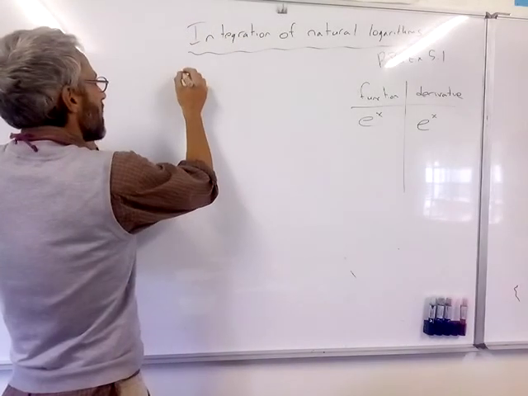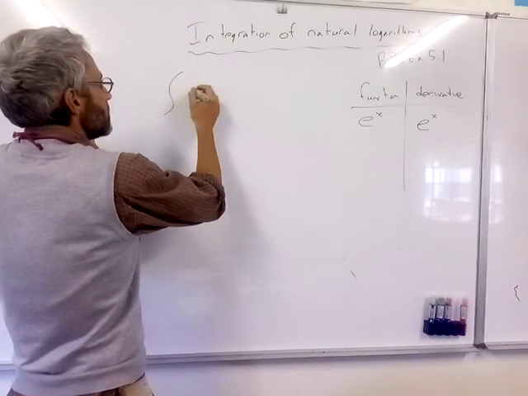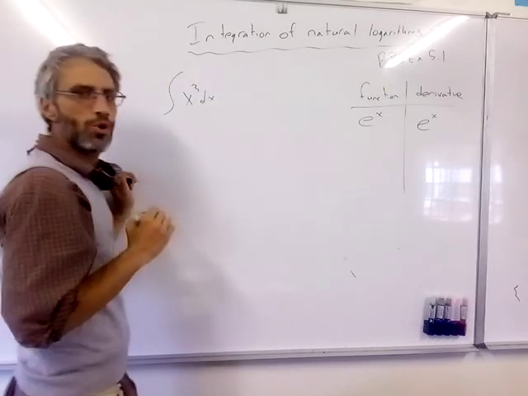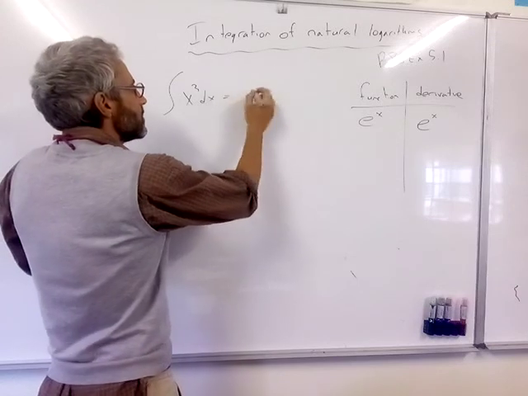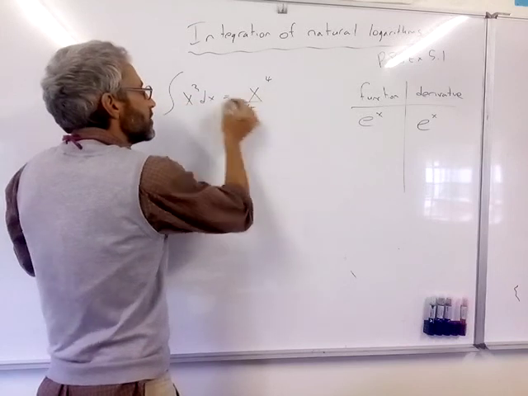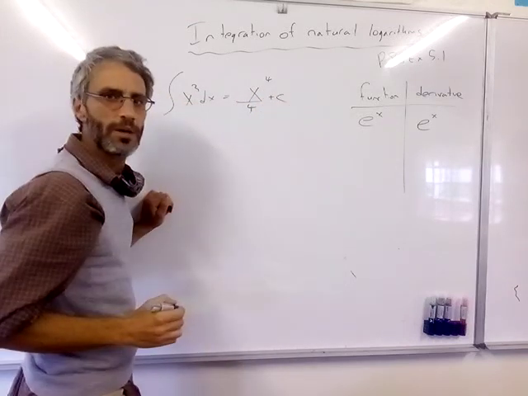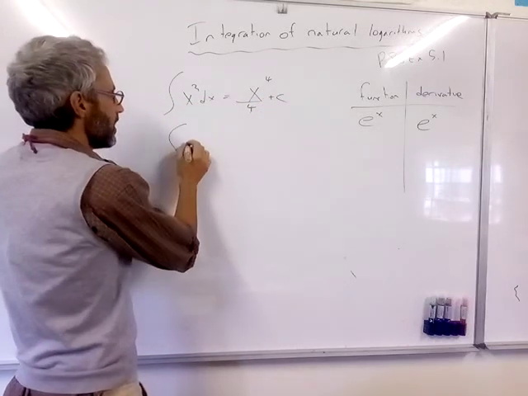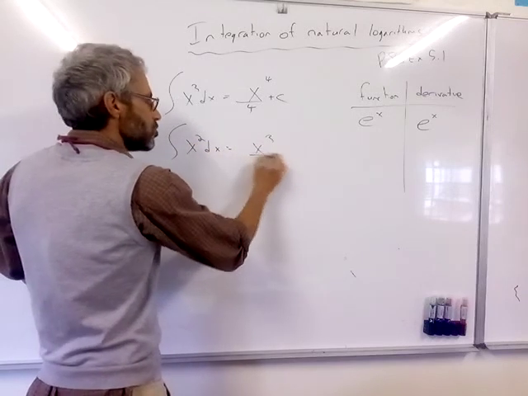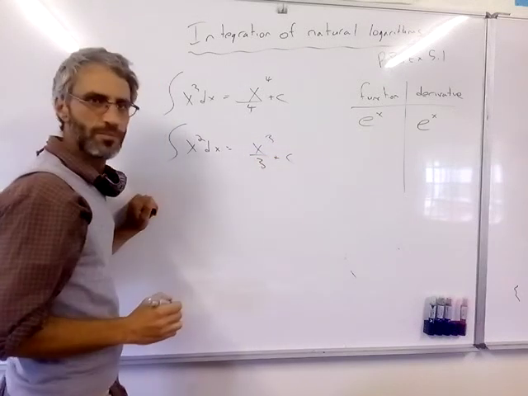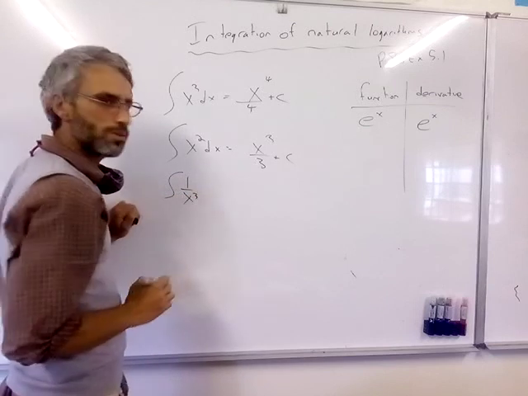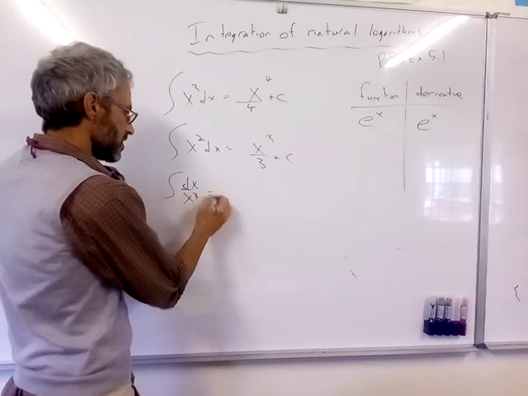If I asked you to integrate x cubed dx, I'm sure that's not a problem. You will straight away tell me it's x to the power 4 divided by 4, to get rid of that 4 that comes out, plus c. If I ask you to integrate x squared, then you will tell me that's x cubed divided by 3 plus c.